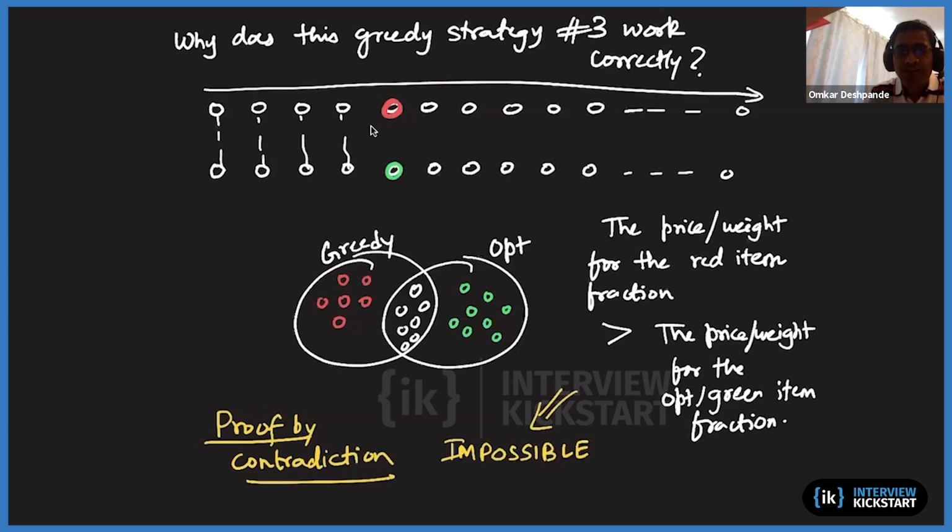So the fractional knapsack is the classic example of a greedy algorithm in computer science.